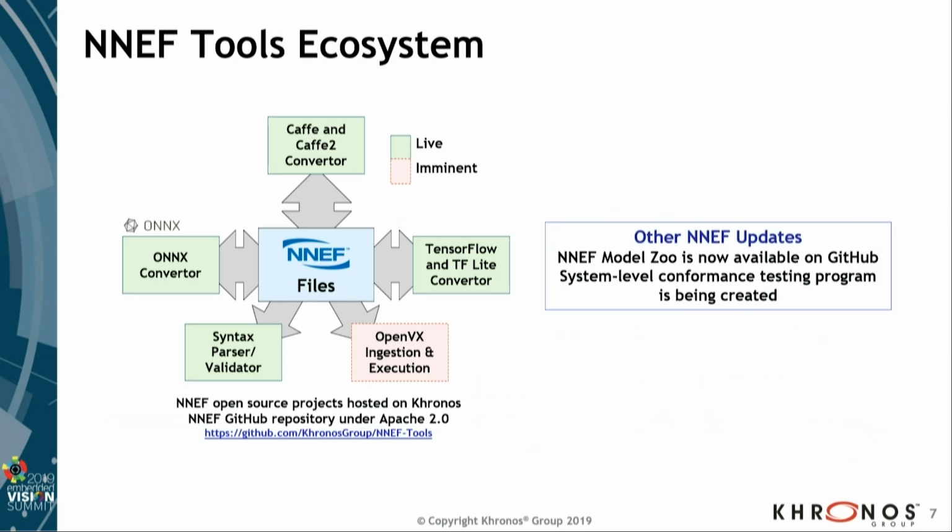NNEF is a Khronos standard. We're working hard to increase the software ecosystem around NNEF. Since the last EVS, we've released translators for Caffe 2, TensorFlow, and TensorFlow Lite. We do have a bidirectional converter to ONNX, so you can go between the two. We have syntax parsers and validators, and we've just put up a model zoo, and we're going to be soon launching a conformance program so you can test whether your inferencing engine is properly processing the model zoo trained networks that we'll be making available. And all of this is in open source.